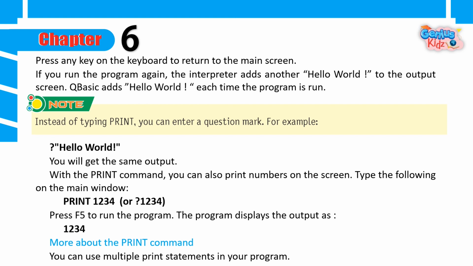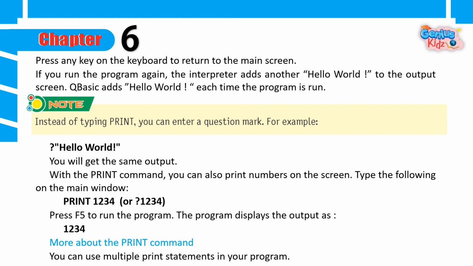Note: instead of typing PRINT, you can enter a question mark. For example, ? "hello world". You will get the same output. With the print command, you can also print numbers on the screen. Type the following on the main window: PRINT 1234 or ? 1234. Press F5 to run the program. The program displays the output as 1234.